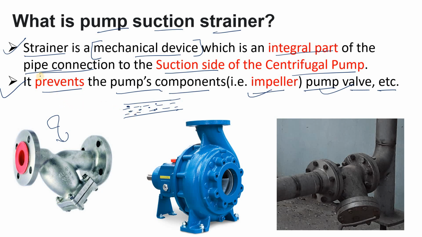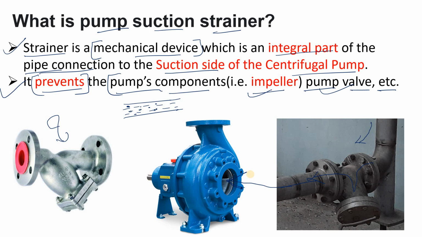That's why we say that it prevents damage to the pump's components like the impeller and pump valve. Here you can see that the fluid comes from here. First it goes through the strainer, then to the pump inlet. So it will strain and filter the fluid first, then it goes into the inlet of the centrifugal pump. That's why we use the pump strainer or pump suction strainer. Got it? Now I think you know what a pump suction strainer is.